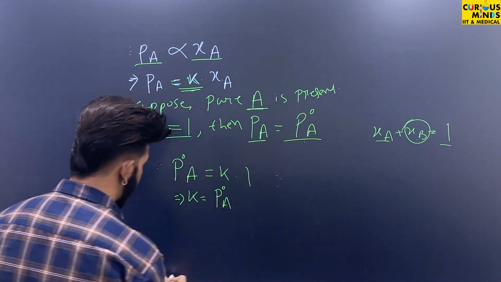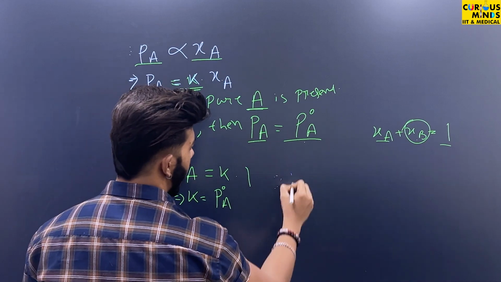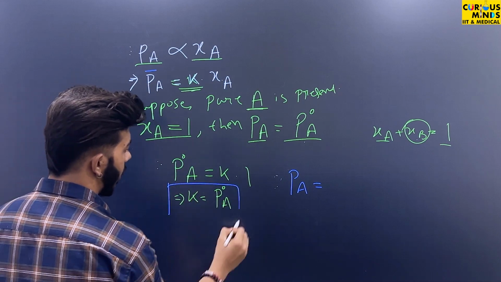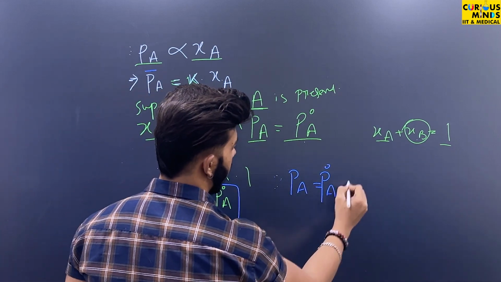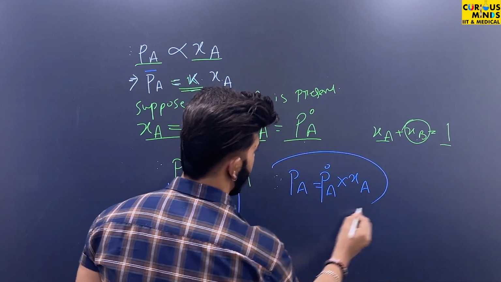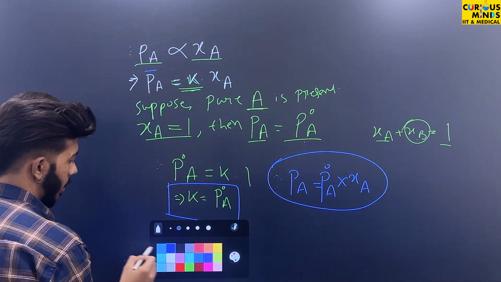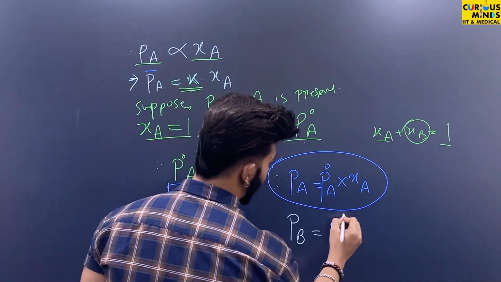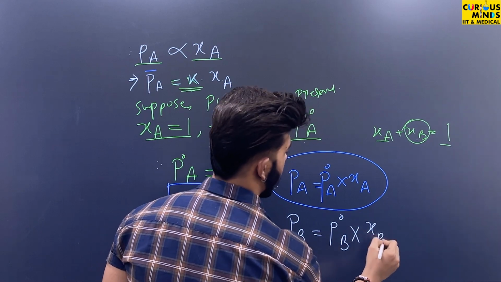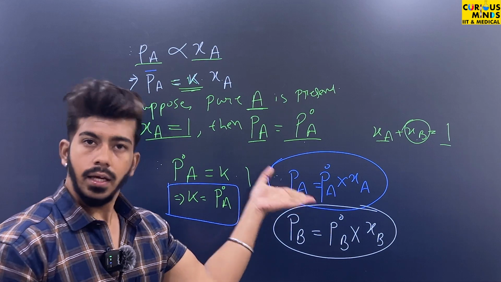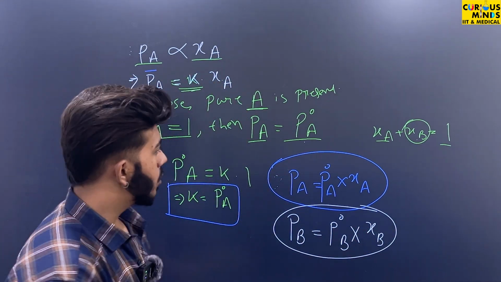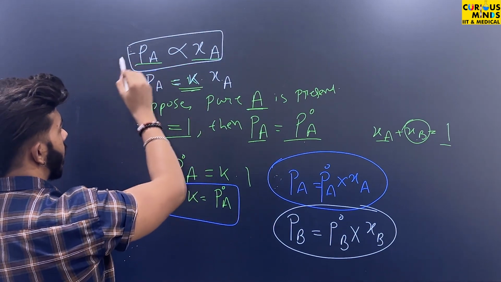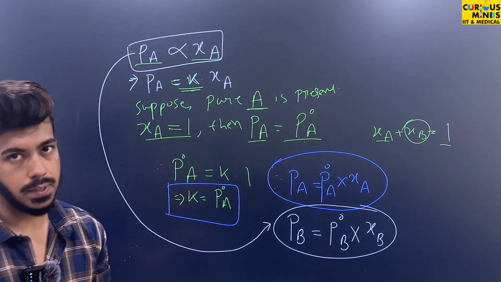Therefore we can just write PA, that is this, equals to K, and in place of K what can we write? P not A. So PA equals P not A into XA. This is Raoult's law. And similarly, in the case of B, I can also write PB equals P not B into XB. Okay, this is for A, this is for B, both will be Raoult's law. So these are the final form of Raoult's law. So where did this come from? It came from here, from here to here, through these steps.